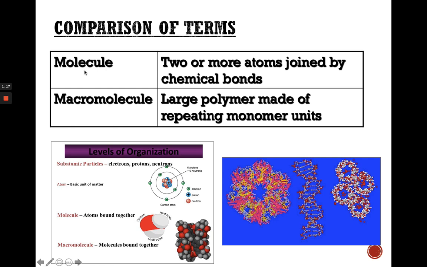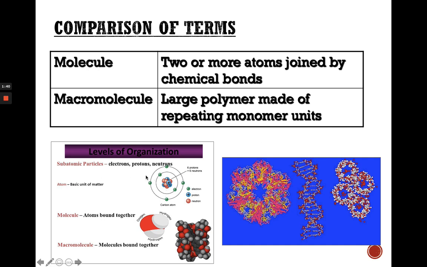A single molecule will be small. It'll be its own entity. The definition is two or more atoms joined by chemical bonds. Molecule tends to be a term that we use with covalent molecules. So you don't need to have taken chemistry to know what a covalent molecule is. You learned that in grade 9 chemistry and then again in grade 10.